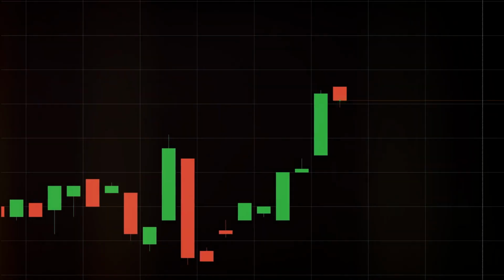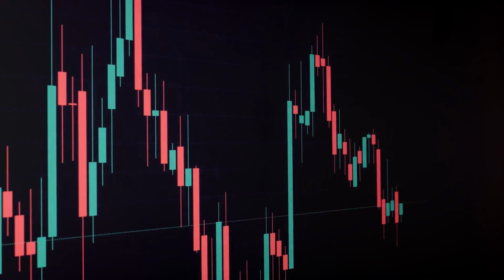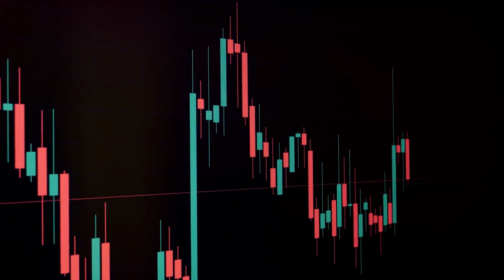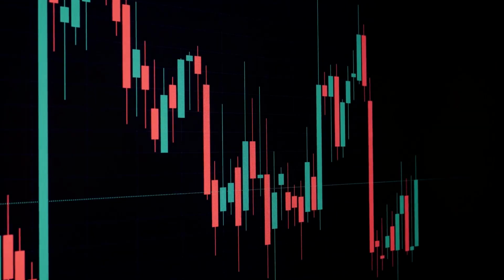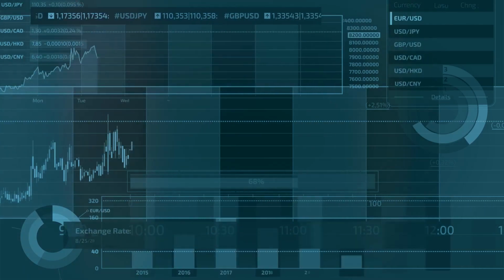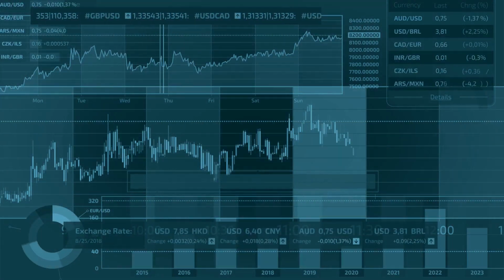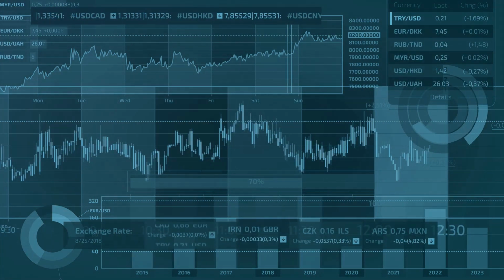The appearance of a doji can be a precursor to significant market moves, as it indicates a potential change in sentiment. Traders pay close attention to doji patterns, especially when they occur after a strong trend, as they can signal a possible reversal. By mastering the art of interpreting doji candlesticks, traders can gain a significant edge in their trading endeavors, making more informed decisions and navigating the markets with greater confidence.